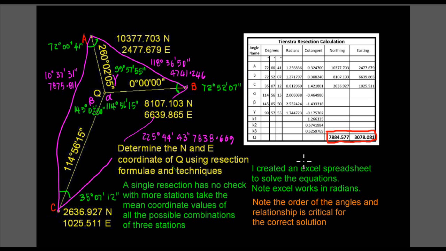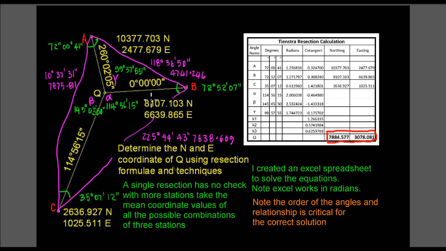Now I created the Excel spreadsheet. Note, the Excel works in radians. I've told you that already, so I'm telling you again now. Now the order of the angle and the relationships is critical for the correct solution, as I explained with the earlier slide. So alpha is opposite A, beta is opposite B, and gamma opposite C.